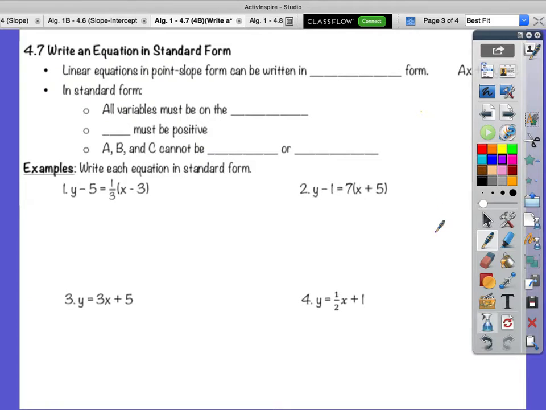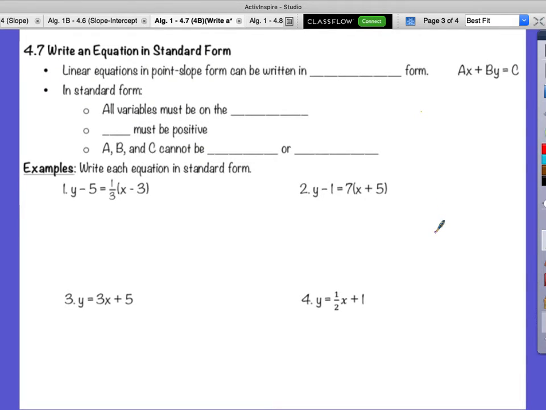Okay. Write an equation in standard form. So first, we need to learn what the heck standard form is. We learned point slope form and we learned slope intercept form, okay? Someone remind me what slope intercept form looks like. Y equals mx plus b with slope intercept form. We have the slope m and the intercept b.